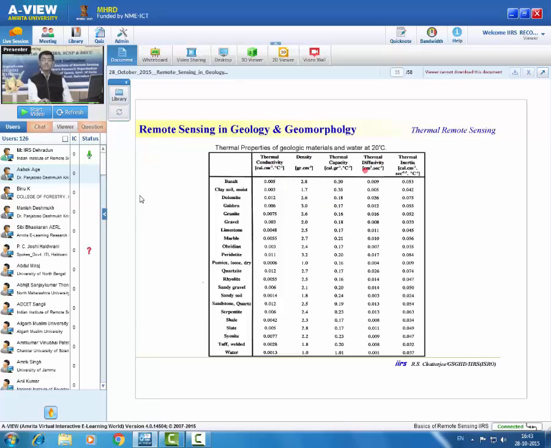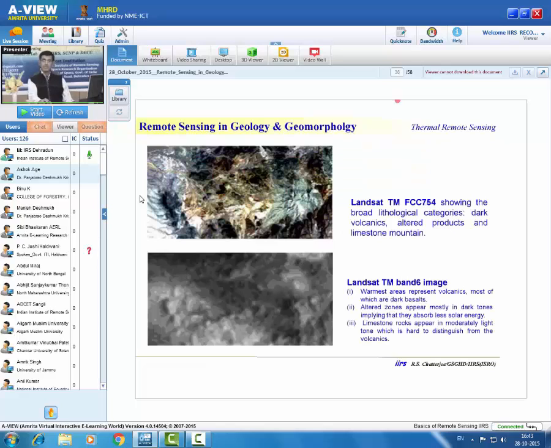And these are the standard values of heat capacity, thermal diffusivity, thermal inertia, the different kinds of physical parameters which can be used for interpreting thermal images. So the most important parameter is thermal inertia. So a thermal inertia image can be used for interpreting the geological materials. This is the last slide in thermal remote sensing.